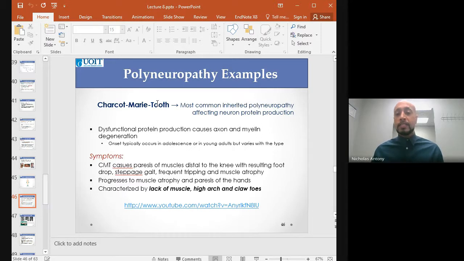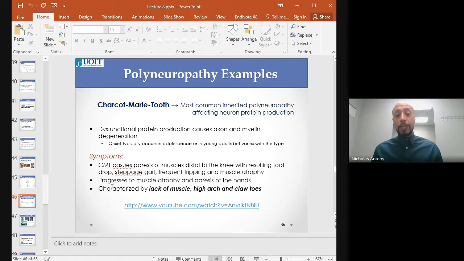What it is, is a problem in one of the alleles. They can't break down a specific protein, and so you get a buildup of abnormal proteins. Then it causes degeneration of the axons and myelin wherever it builds up, typically the hands and the feet.